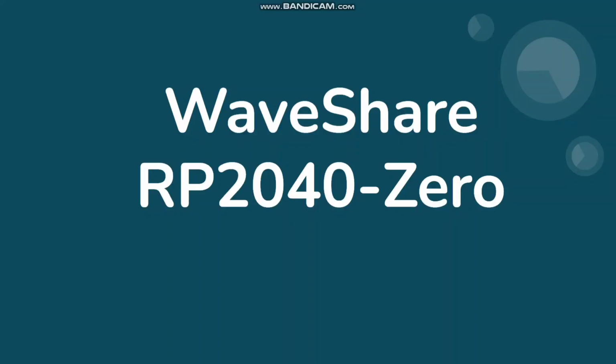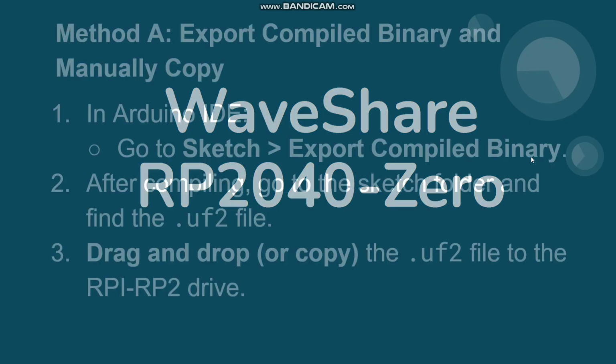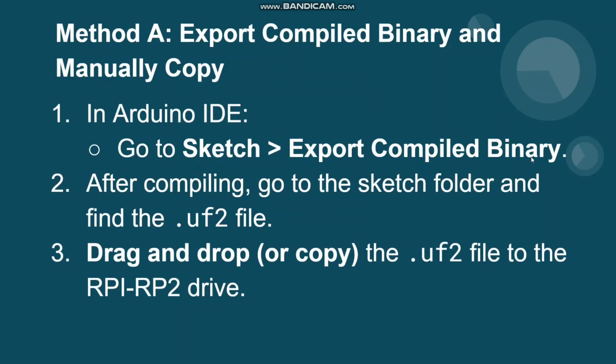Now let's see how to upload the program to the Waveshare RP2040 board. There are two methods to upload the program. So this is the first method. In this method, we need to open Arduino IDE, then write the program and go to the sketch menu and select the export compiled binary option. So once the program is compiled, we need to go to the sketch folder and copy the .uf2 file and paste in the drive. Let's see how to do this.